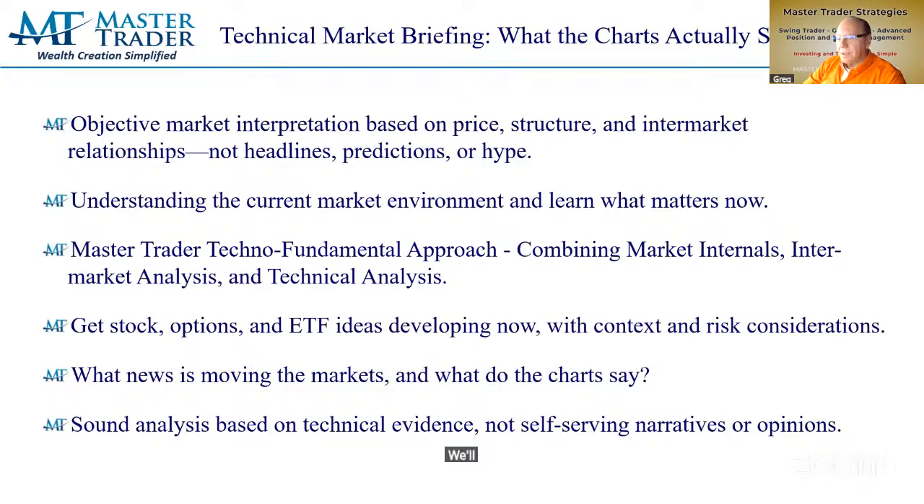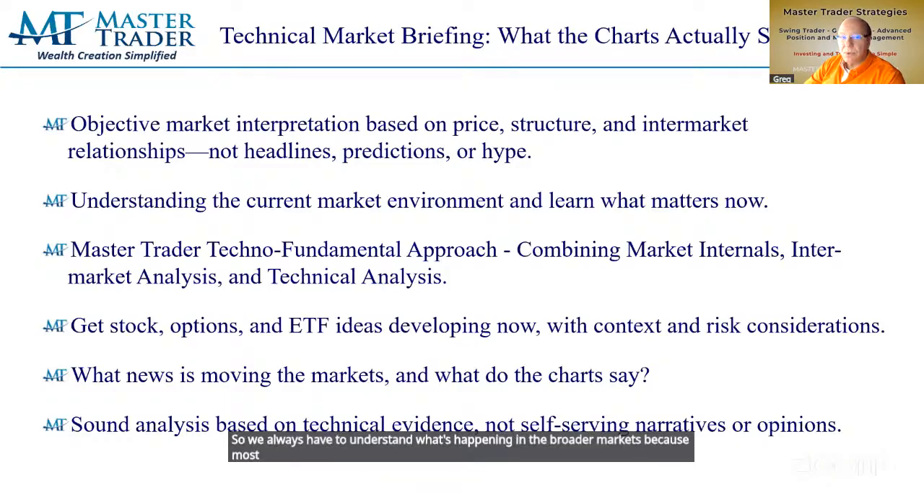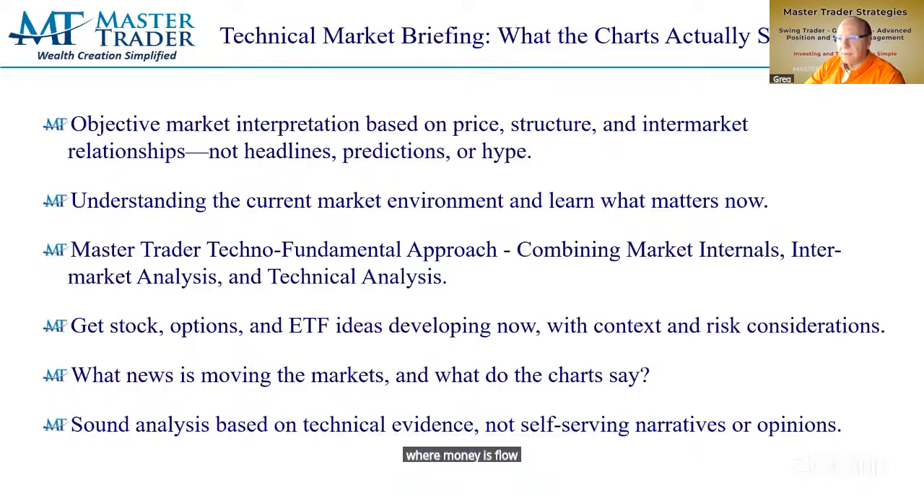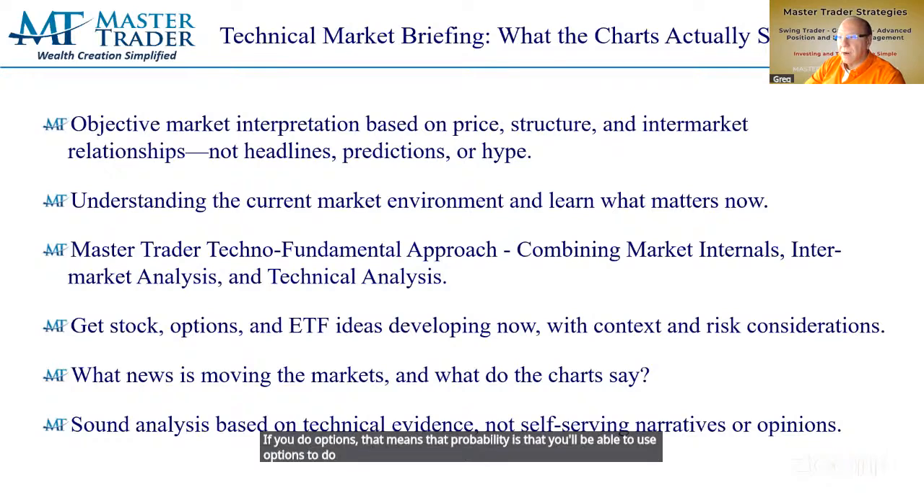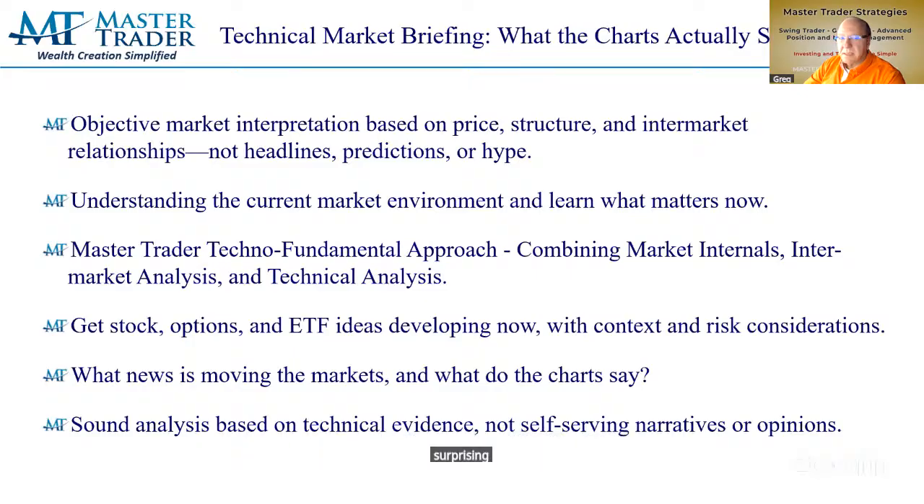We'll see. We always have to understand what's happening in the broader markets, because most stocks are going to be moved around by the broader markets, and we want to watch where money is flowing into and out of. It means that there's liquidity there. If you do options, that means the probability is that you'll be able to use options to do that. This current market environment has been one in which there's so much uncertainty that the bid and ask spreads on most options have been surprisingly wide. But that's another way of looking at uncertainty. So we want to look at what's happening in that broader market.